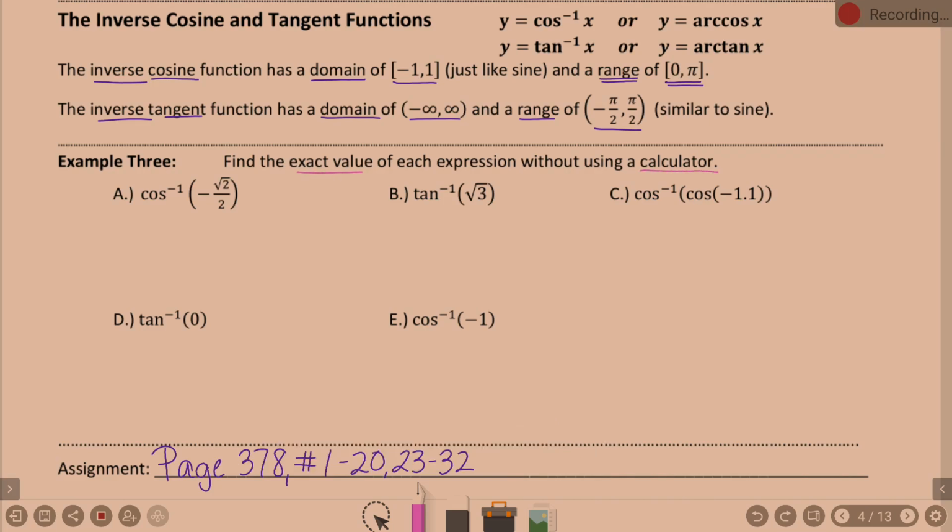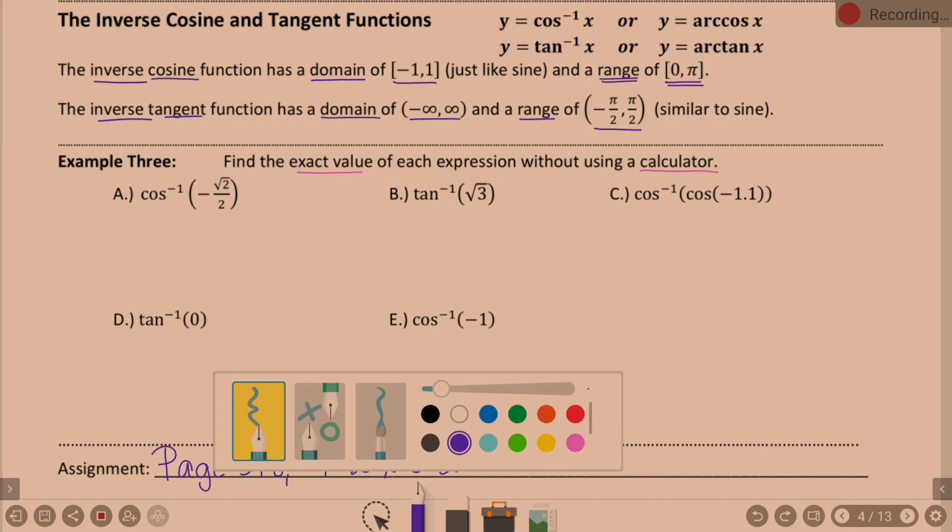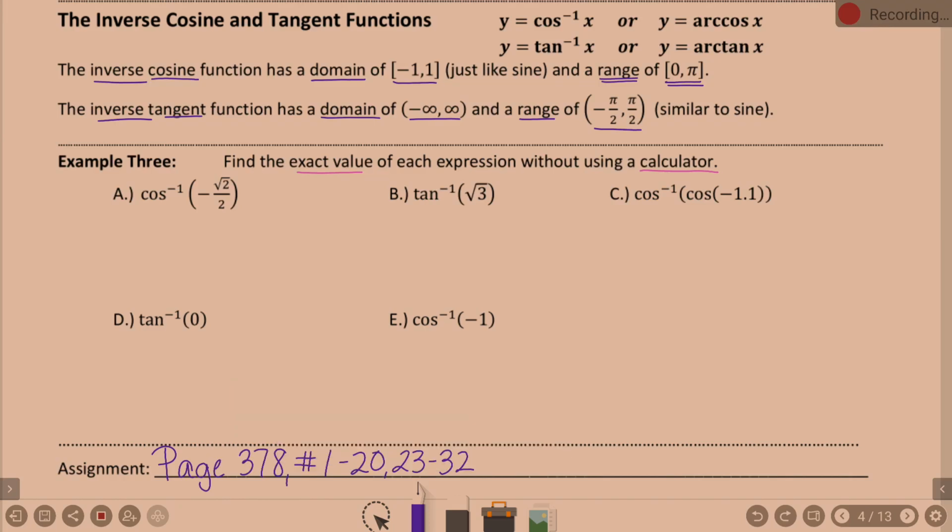So, example A. We're going to talk cosine inverse. First of all, let's double check our domain value. Is this a good domain value? Probably. Well, the domain for inverse cosine has to be between -1 and 1. Is it? It is. If you do square root of 2, that's 1.4, and when you divide by 2, you're going to be at like 0.7. So it works.